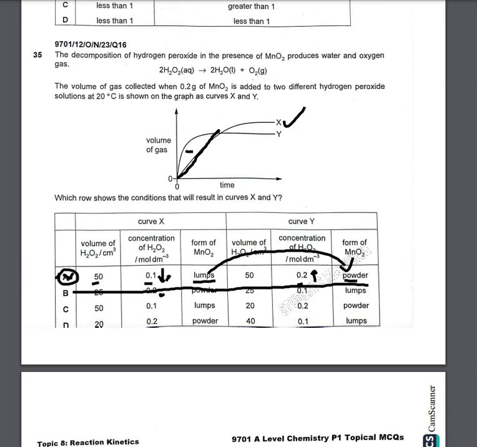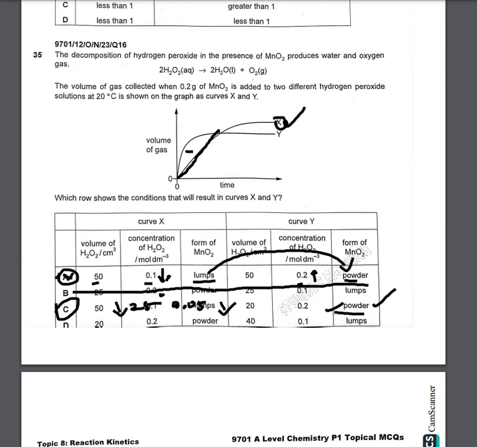Part C: 50 and 0.1, 20 and 0.2. Let me check this. 50 and 0.1 would become 0.05 for 25 if we divide this by 2, and this is 0.2 for 20. So this is more concentrated, this is less concentrated. Curve X is in lumps and curve Y is in powdered form. So yes, C can be our right option.